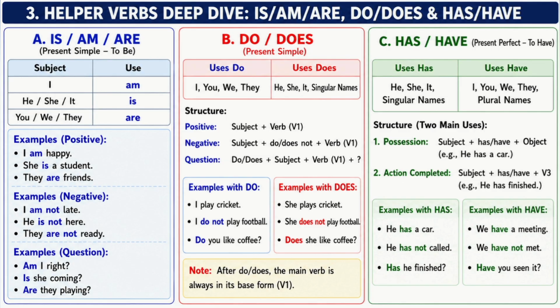The second structural use is action completed, which represents the present perfect tense. Here, the formula is the subject plus has or have, followed by the past participle form of the verb, which is V3. This denotes a past action that is connected to the present. Examples of this include, he has not called, has he finished, we have not met, and have you seen it?